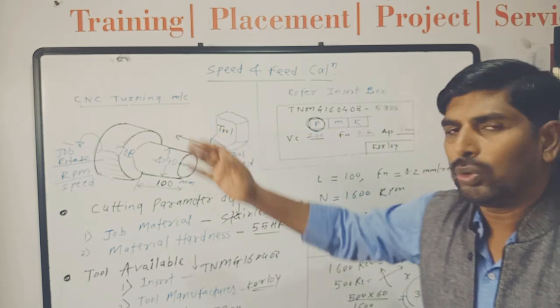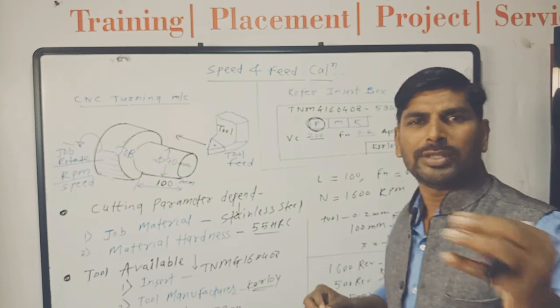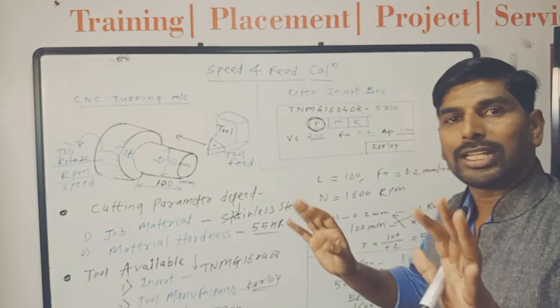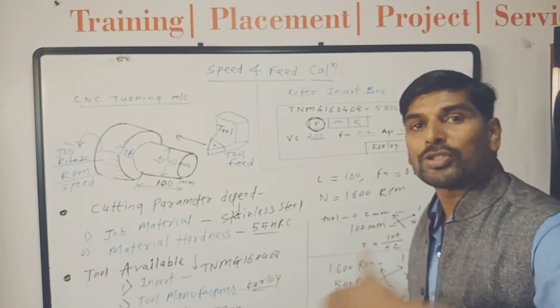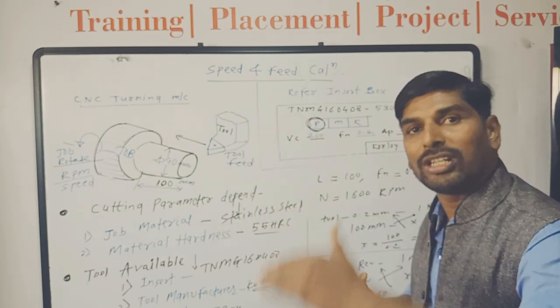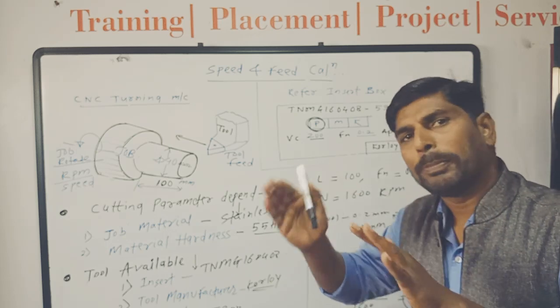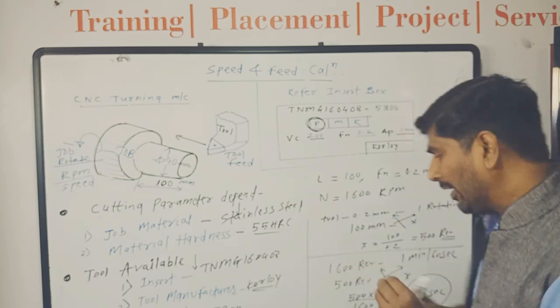For 1 or 2 cuts, that rapid will be very negligible, 1 or 2 seconds, because it comes very fast and it will get back. So in that case we can neglect it. But if your job has too much material to be cut, a number of passes, the lift needs to be there. Tentatively it may be 10 or 15% of your cutting time that you have to add.